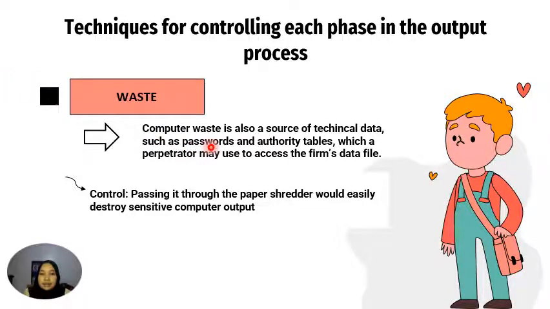So computer waste is also a source of technical data, such as passwords and authority tables, which the perpetrator may use to access the firm's data files. So the control at this stage of the output process is passing it through the paper shredder, which would easily destroy sensitive computer output.